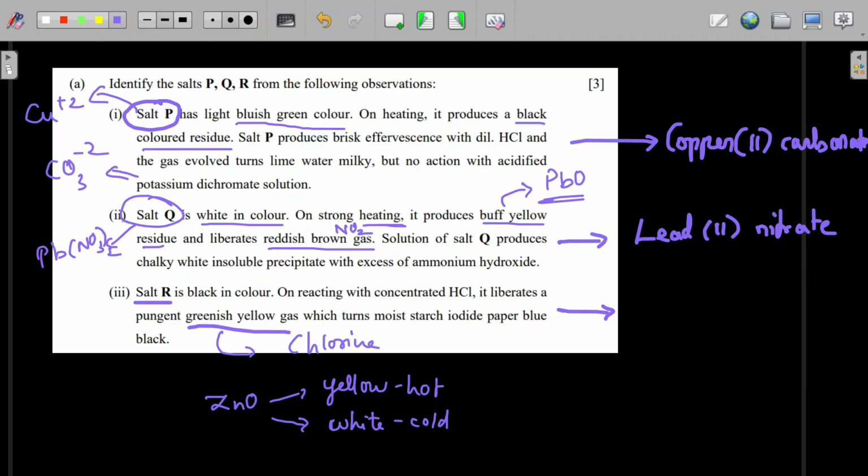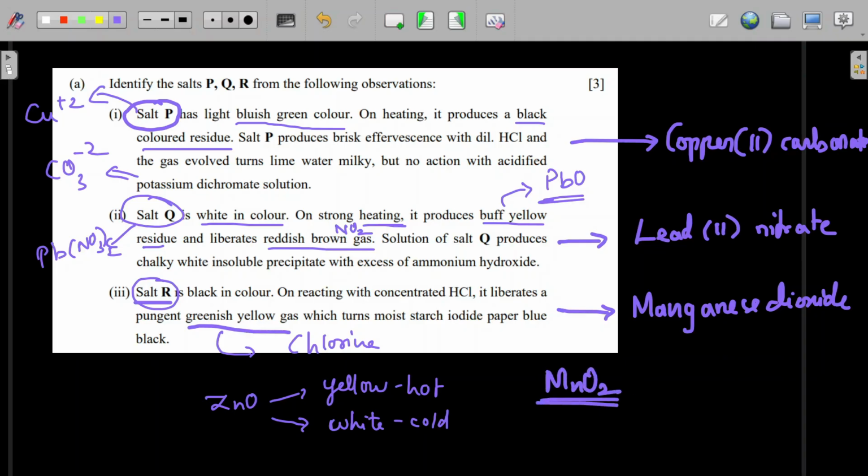Starch iodide paper turns blue black. Many people, when they see black in color, straight away take copper oxide. That is not correct. So here salt R is some oxidizing agent. When it reacts with HCl, it will give you chlorine gas. So that will be manganese dioxide, MnO2.